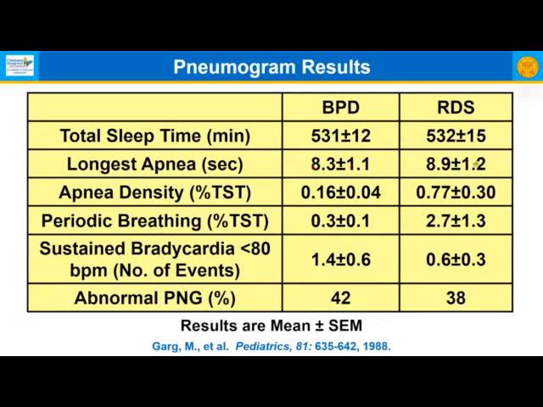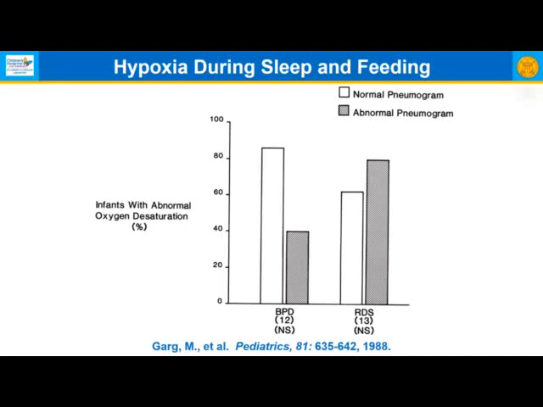Longest apnea was comparable between the two groups, around 8 to 9 seconds. Apnea density, that is, the time spent in apnea as a percent of total sleep time, was actually higher in the RDS groups, interestingly. Periodic breathing as a percent of total sleep time, again, higher in the RDS group. Sustained bradycardia less than 80, number of events low, and abnormal pneumograms was really about the same between the two groups. If we look at infants with abnormal oxygen desaturation in either the BPD or the RDS groups, there was actually no significant difference whether they had a normal or abnormal pneumogram, meaning that lower oxygen saturation did not correlate with an abnormal ventilatory pattern.